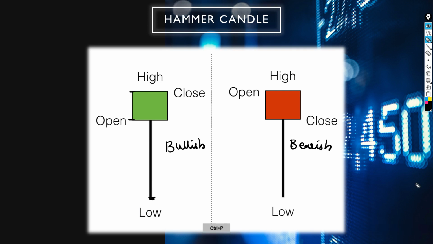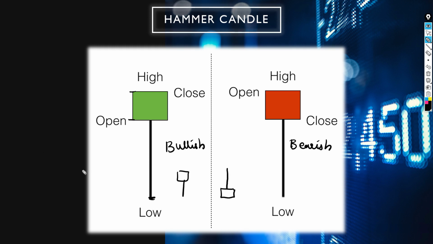Again, say for example, your hammer. Now the reason why it is called a hammer is because see the shape, it is looking like a hammer, right? Obviously. So this is a hammer. Again, this can be either way. Now your hammer, if in case it is like this, irrespective of what type of candle it is, bearish or bullish, this will be inverted. Why? Because it looks like a hammer which is inverted again, right?